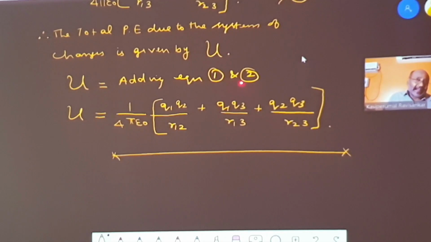So, by adding the two equations 1 and 2, the final answer that we have got is the total potential energy of the system of charges: 1 by 4 pi epsilon 0 into Q1 into Q2 by R12 plus Q1 into Q3 by R13 plus Q2 into Q3 by R23.